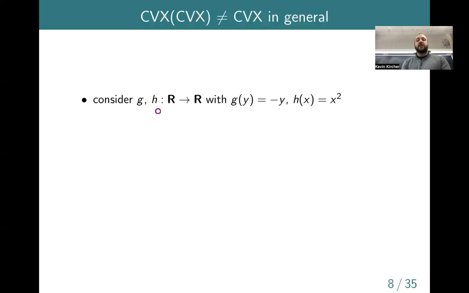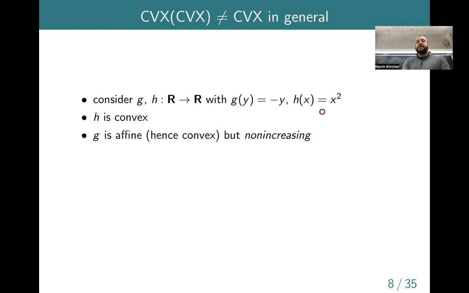Suppose we have functions g and h, and we're interested in the composition of g and h, so g of h of x. Say g of y is negative y, and h of x is x squared. h is convex, since x squared is a convex function, and g is affine. It's just a linear function with a slope of -1, and affine functions are convex, so g is a convex function. But we don't have the monotonicity property that we want. We want convex non-decreasing in order to get a convex composition, but we have convex non-increasing here.